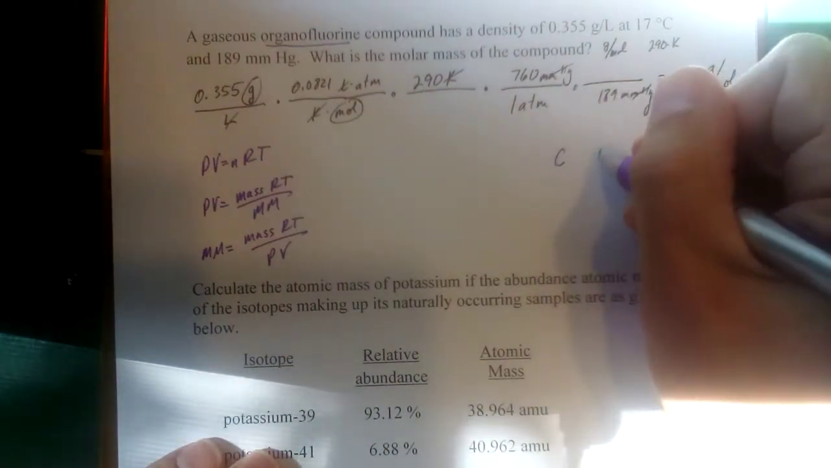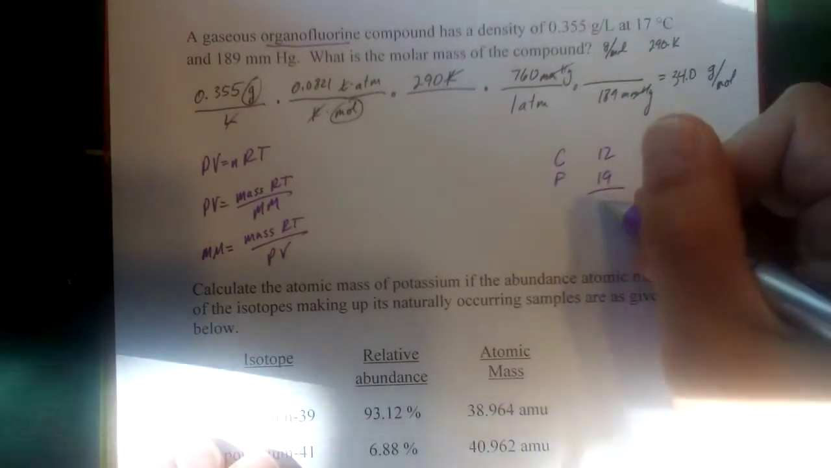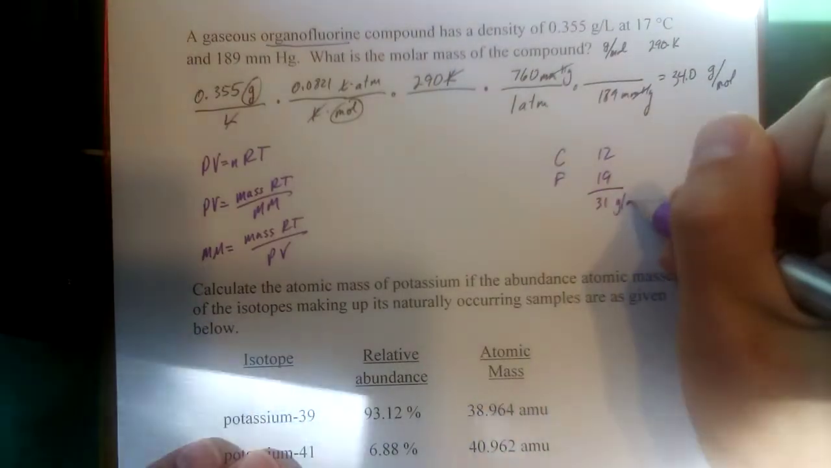Well, if you have 1 carbon, that would be 12. 1 fluorine would be 19. You're pretty close to there already. That would be 31 grams per mole.